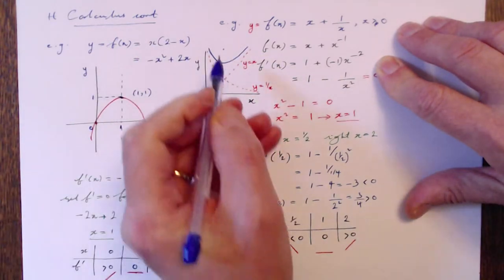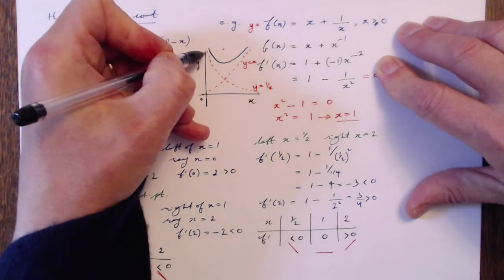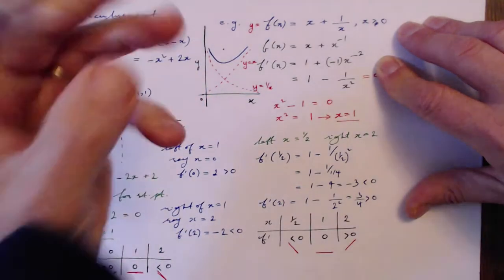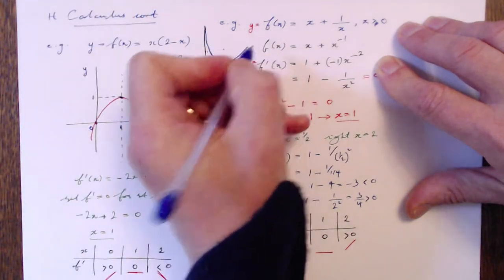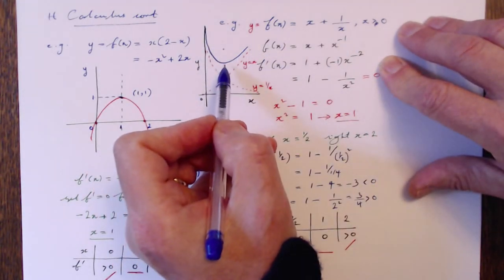So there's a sketch. That blue line there is a sketch of the function. If I just extend it a bit, it would go to infinity as x goes to 0. Okay, so there's the function y equals x plus 1 over x.